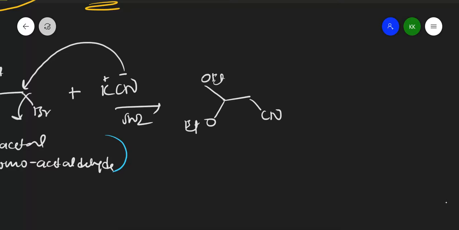Whenever CN is there, it is a C triple bond N, and this acts as an electron withdrawing group. If we have any proton here, that will be the alpha proton because this is the alpha carbon; we can call it alpha hydrogen. This alpha hydrogen will be more acidic now as it has the electron withdrawing group on the alpha carbon, so it can be easily knocked out and we get H plus easily.